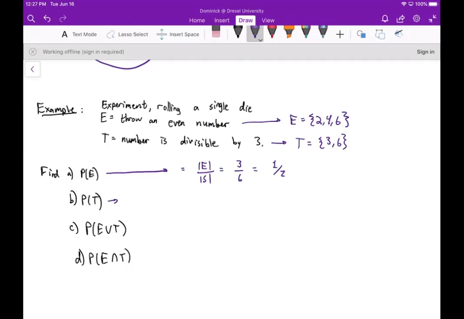Right, now for T, same idea. We want the size of T over the size of S. Now the size of T is just 2, and S is still 6, so that would be 1 over 3.